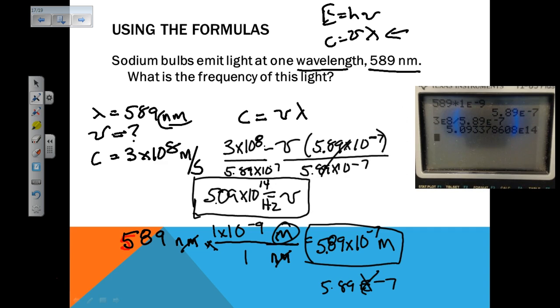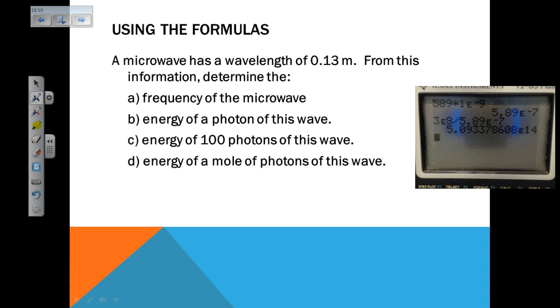Okay, so let's try another one. Oh, this one's multi-part. We have a microwave that has a wavelength of 0.13 meters. So we know lambda equals 0.13 meters. Make sure that you put a leading 0 in front of your decimal point. That way there's no confusion about where the decimal point is.